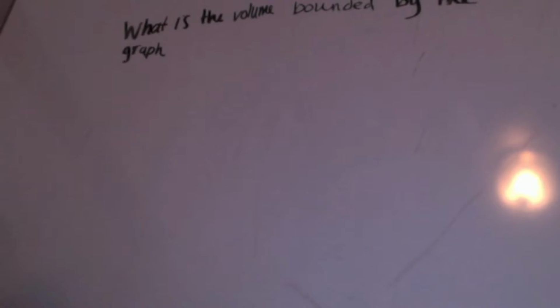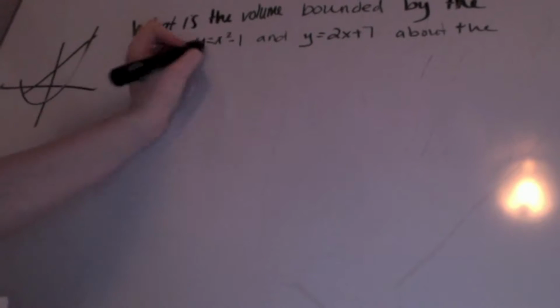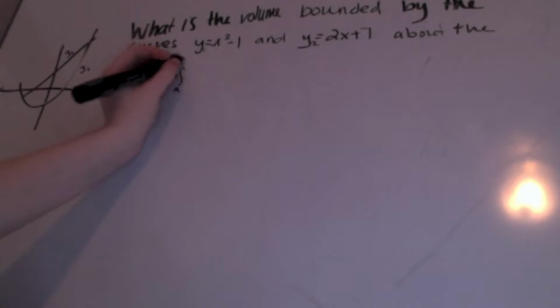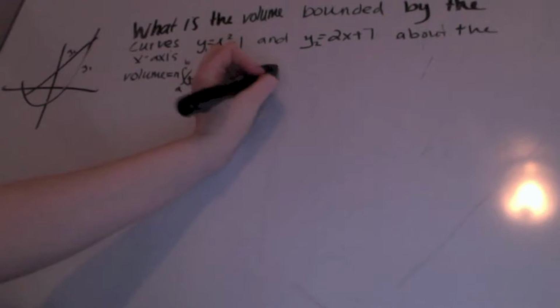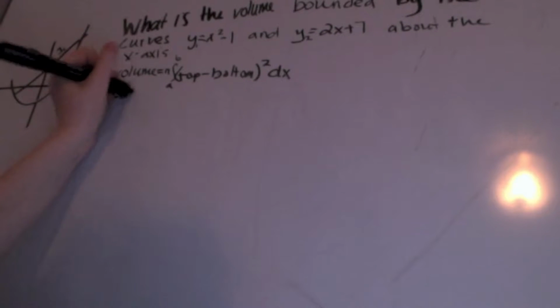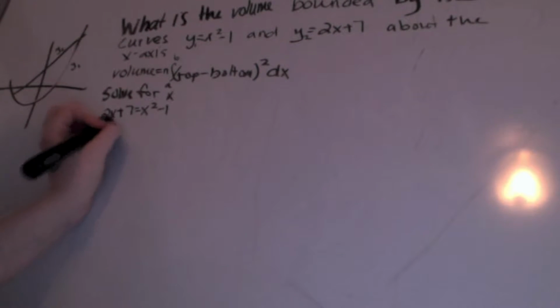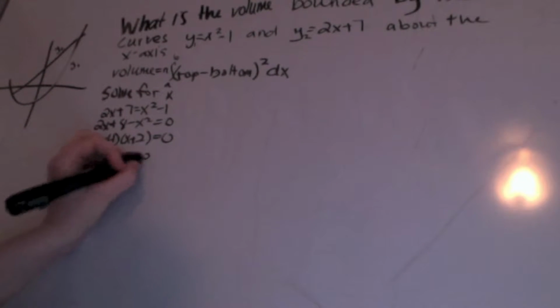What is the volume bounded by the curves y equals x squared minus 1 and y equals 2x plus 7 about the x-axis? Volume equals pi integral from a to b of top minus bottom squared dx. You're going to want to solve for x by setting the two equations equal to each other and then setting them equal to 0, and you end up getting that x equals 4 and x equals negative 2.